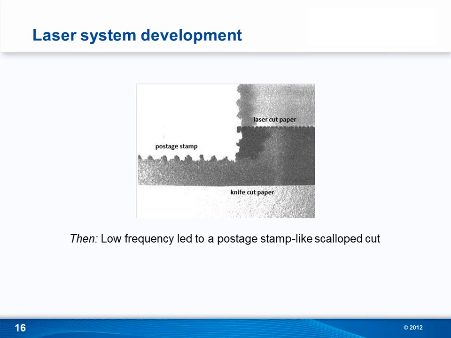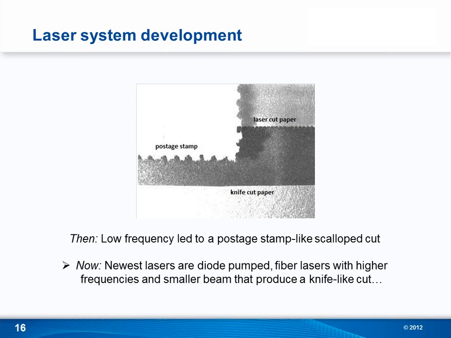When you look at the top right corner, that looks like a piece of paper that was laser cut, and the pulses are much closer together, which means the paper will be separated from its original sheet. And then the bottom part is a piece of paper cut with a knife, and that's equivalent to today's modern lasers, which are diode pumped and have a much higher frequency, so the pulses are close together. Because of that, you can move the metal faster, so you get a faster turnaround time in the process.